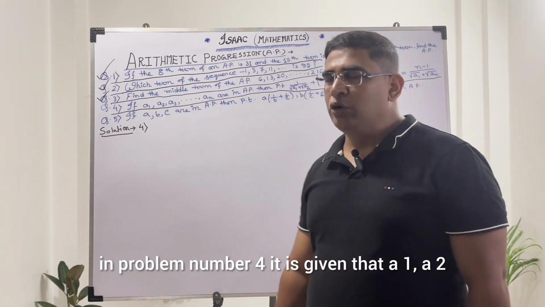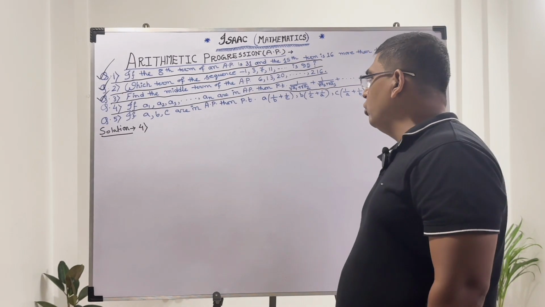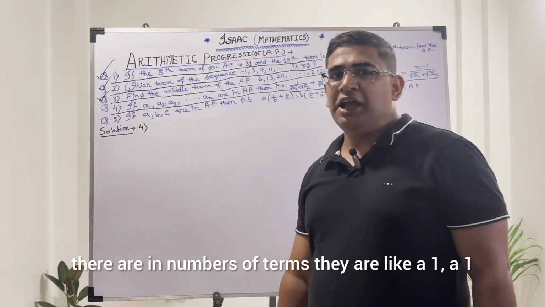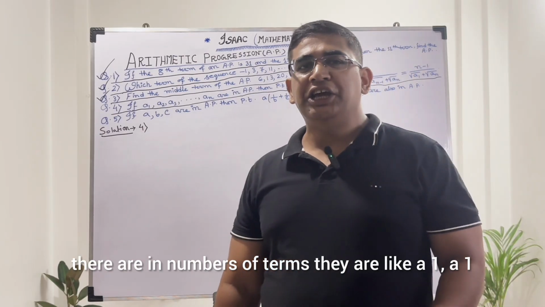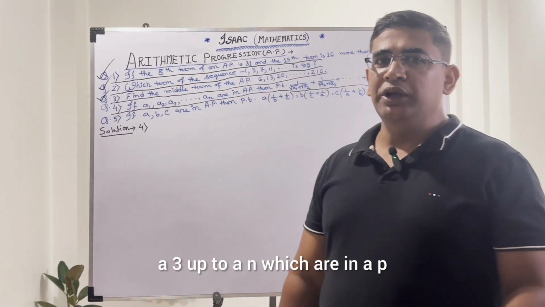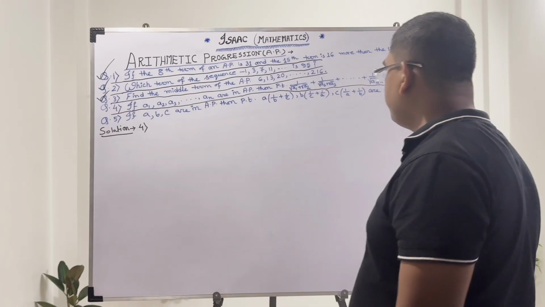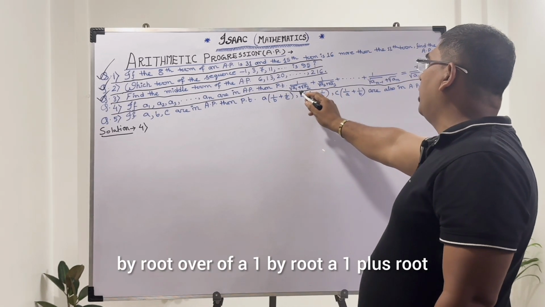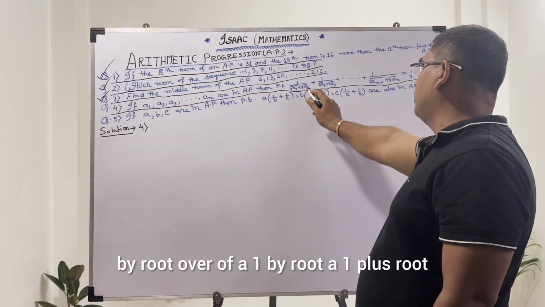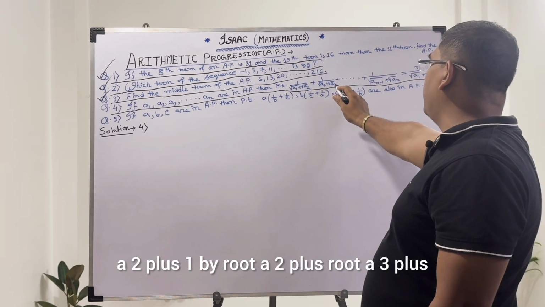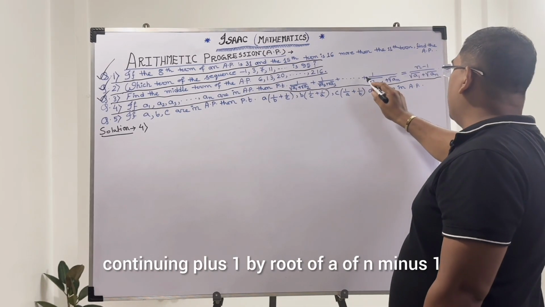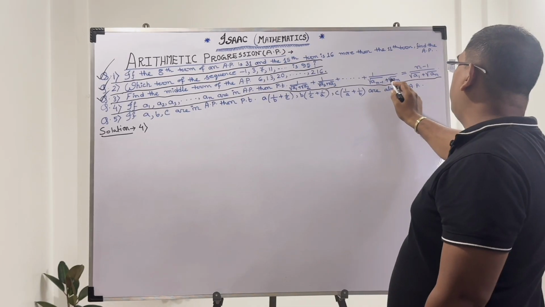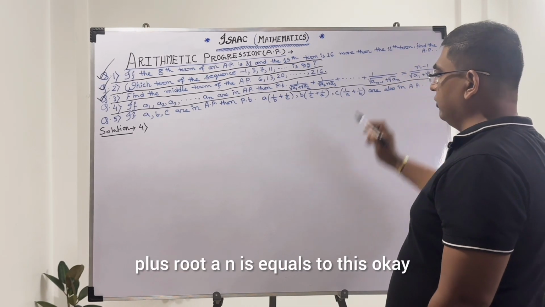In problem number 4, it is given that A1, A2, A3 continuing up to AN are in AP. That means there are n numbers of terms, A1, A2, A3 up to AN, which are in AP. We have to prove that 1 by root A1 plus root A2, plus 1 by root A2 plus root A3, plus continuing, plus 1 by root A of n minus 1 plus root AN, is equal to this.